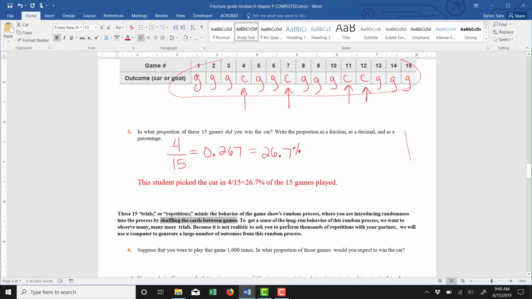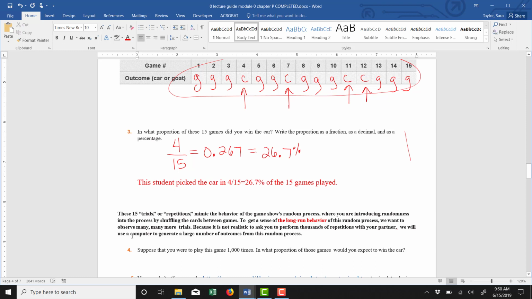So to get a sense of the long run behavior of this random process, we want to observe many, many more trials, because it's not realistic to ask you to perform this thousands of times. It's not realistic to ask you to play this card game thousands and thousands of times. We're going to use a computer generator to do this for us.